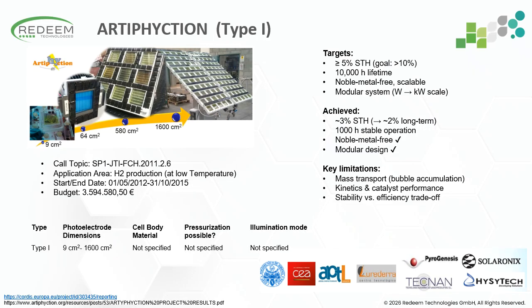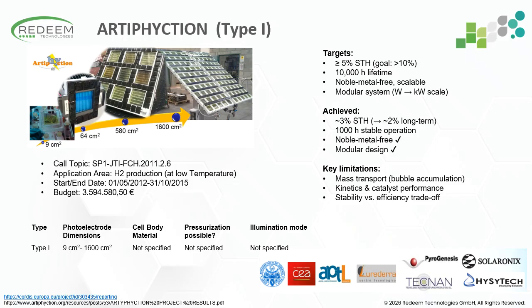In this slide, we see one of the largest demonstration projects in this field, which was the R₃ project, which aimed to develop scalable photoelectrochemical hydrogen production systems at low temperature. And instead of focusing on a single laboratory reactor, the project demonstrated a clear scale-up strategy, so increasing the active area from 9 square centimeters to around 1,600 square centimeters.